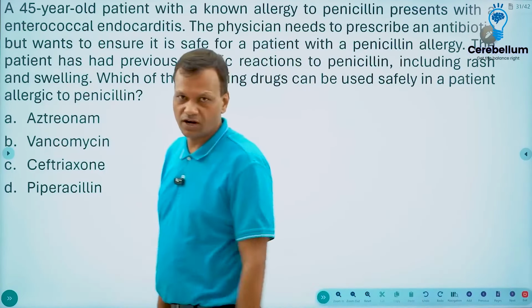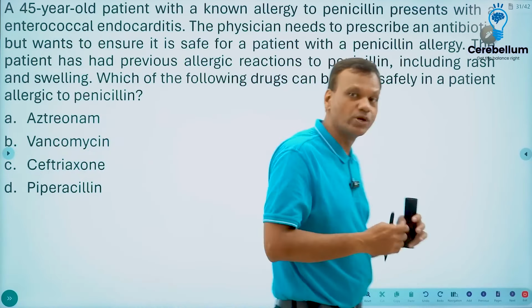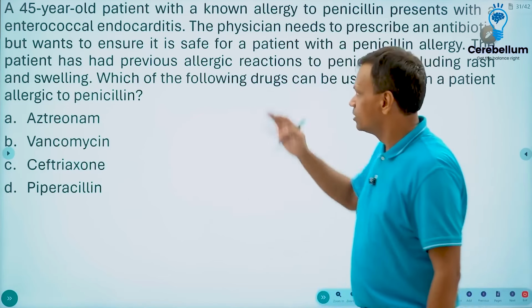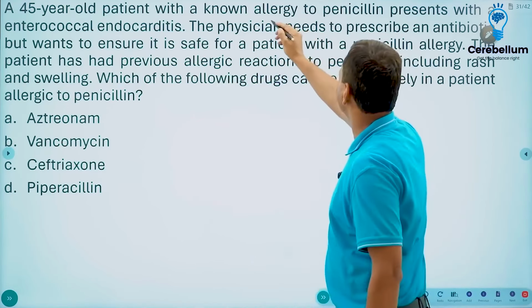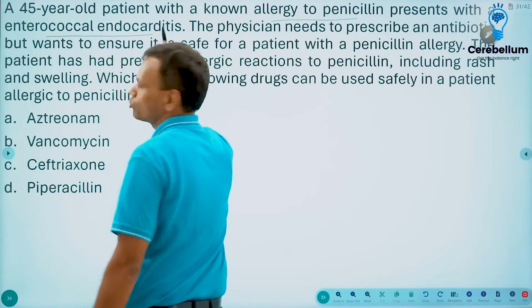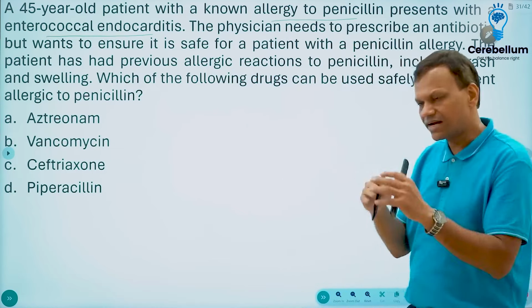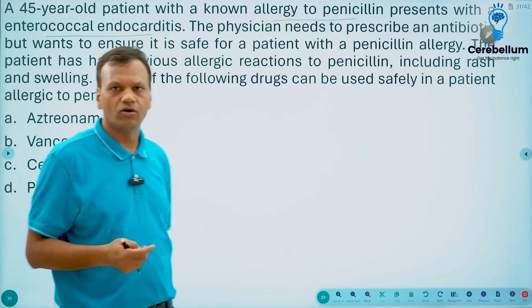So this is one of our mnemonics that has been used by the students themselves to generate a controversy. This is not a controversy at all. So basically, what is the question? A 45-year-old patient with a known allergy to penicillin comes with enterococcal endocarditis. So we have to choose a drug which is safe in a patient who has allergy to penicillin, and the drug is effective in enterococcal endocarditis.